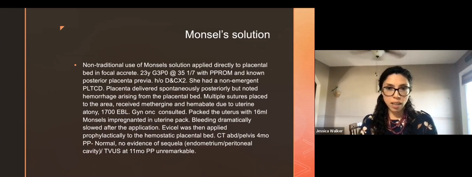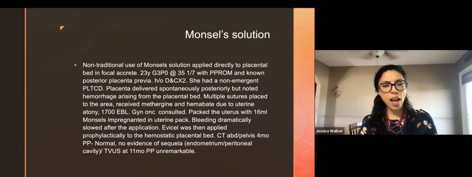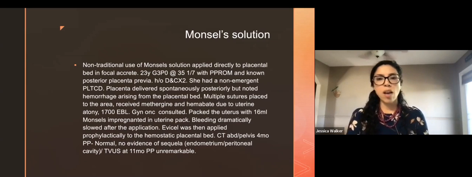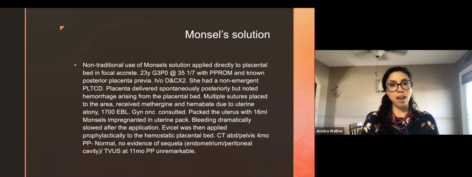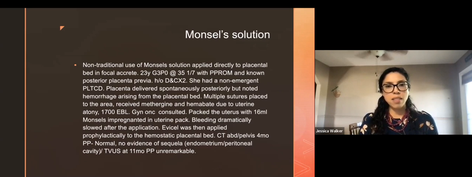So bottom line, what they ended up doing, because this is a young person and they didn't want to take her uterus out, they were trying to do all the things. They packed her uterus with 16 mL of Monsel's, impregnated in a uterine pack, like a urine packing. They did not specify how long they kept that, but it was just a few minutes, not a prolonged time. And they did mention that the bleeding dramatically improved once they removed it.